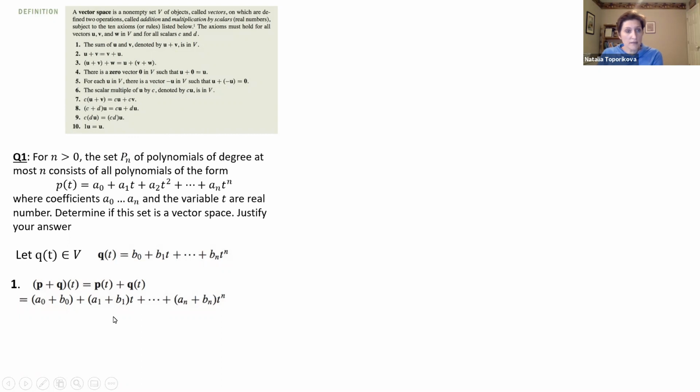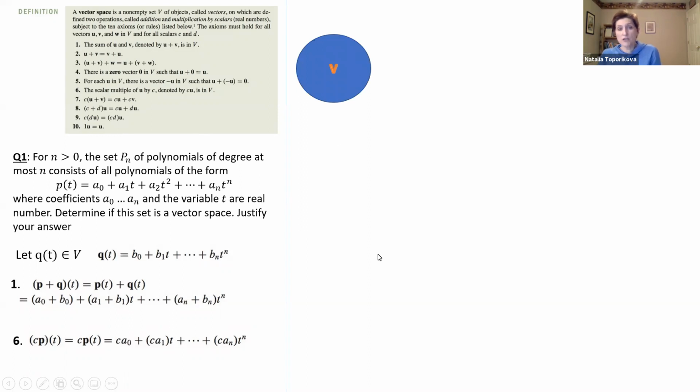Finally, scalar multiplication. Again, we need to use a property of polynomials. Let's take our polynomial p of t and multiply it by some scalar constant c. So what would we get? Because we are multiplying our polynomial by a constant, we can distribute c and multiply each of our coefficients by c, which gives us yet another polynomial. We can similarly tackle the rest of the axioms, and we can show that indeed these polynomials form a vector space. So basically, we can put a bunch of objects in this vector space, multiply them by constants, add them together, and that's great.